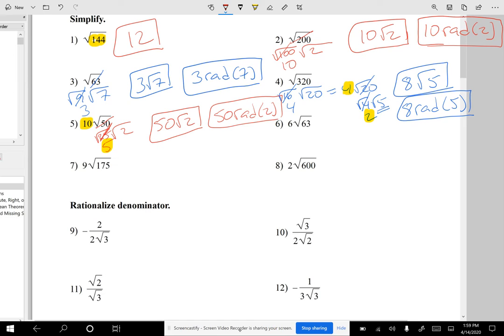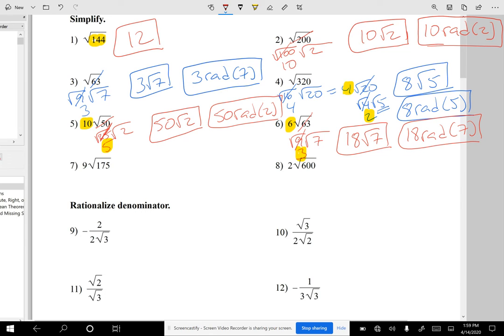Looking at question number 6. 2 numbers that multiplied equals 63. 9 times 7. The square root of 9 is 3. That's a whole number. I had a whole number on the outside to begin with. Let's multiply them. So I get 18 radical 7. The way I type it is 18 rad 7.